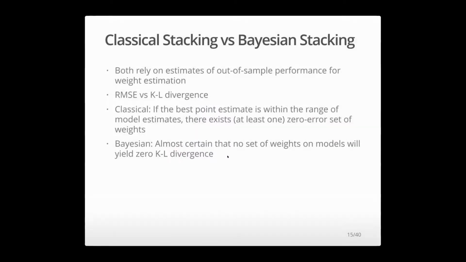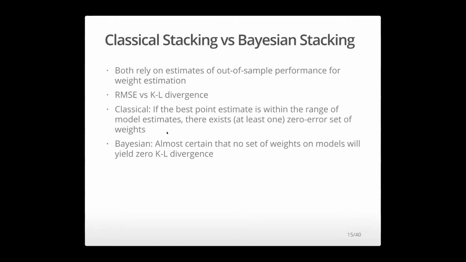So there are some broad similarities between classical stacking and this Bayesian stacking. They're both relying on estimates of out-of-sample performance to estimate the weights. As I mentioned before, there's that deep connection between RMSE and KL divergence if you're assuming Gaussian errors. The big difference here is that if this was a classical model and we were just dealing with point estimates, we would have an infinite number of sets of weights that we could choose from that would get 0 error on our test data set, or asymptotically 0 error as we increase data.